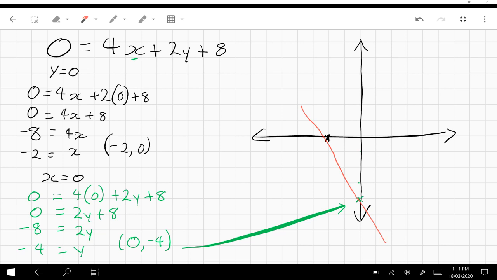Okay, so what you do if you're solving this to find the x and y intercepts, it's where it crosses those lines. You make y equals 0 and you solve it, and then you make x equals 0 and you solve that. All right, good luck with that.